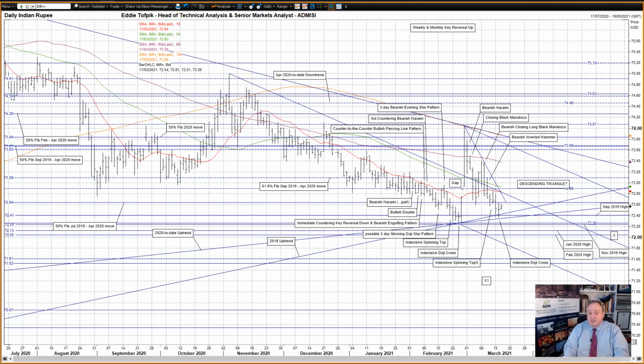US dollar against the Indian rupee. An indecisive doji cross yesterday as the market seemingly realized that it has exited the recent proposed descending triangle and is wondering if it will be a forced break lower or the real thing.